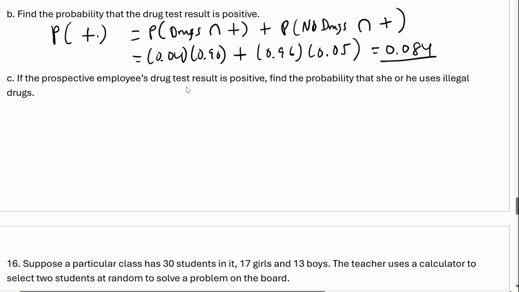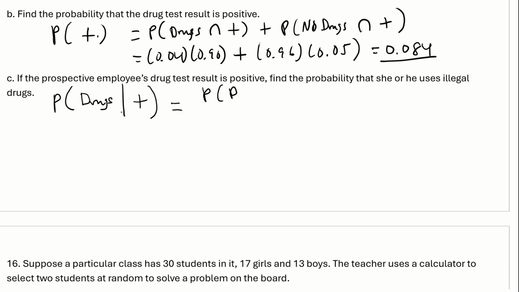If the prospective employee's drug test result is positive, find the probability that she or he uses illegal drugs. That's important to know, right? Like if they test positive, what are the chances that they actually did do illegal drugs, right? So that's important. So the probability that they use drugs given a positive test. All right, so remember the conditional probability is the probability of both divided by the probability of the given, the positive test result.